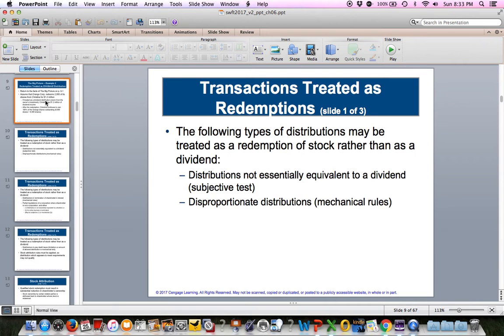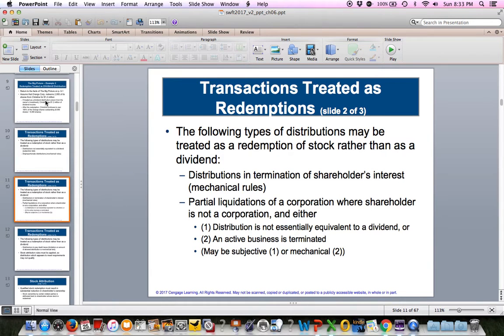So I'm skipping the big picture stuff just so you know. So let's talk about transactions treated as redemptions. The following types of distributions may be treated as a redemption of stock rather than a dividend. Distributions that are not essentially equivalent to a dividend, and there's a test for that, or disproportionate distributions. There are some mechanical rules. So, distributions not essentially equivalent to a dividend, there's a test we have to follow, or disproportionate distributions.